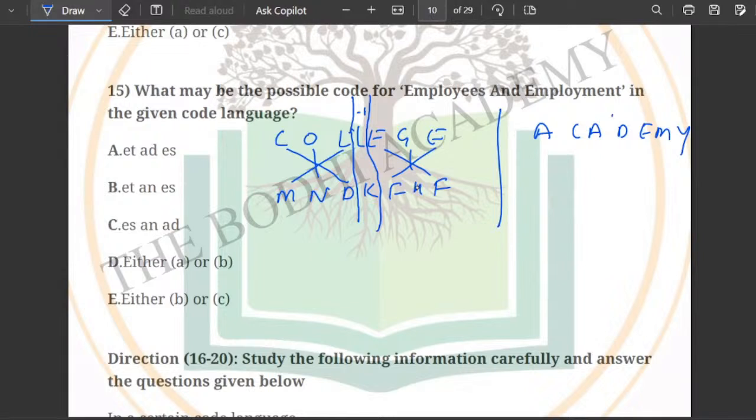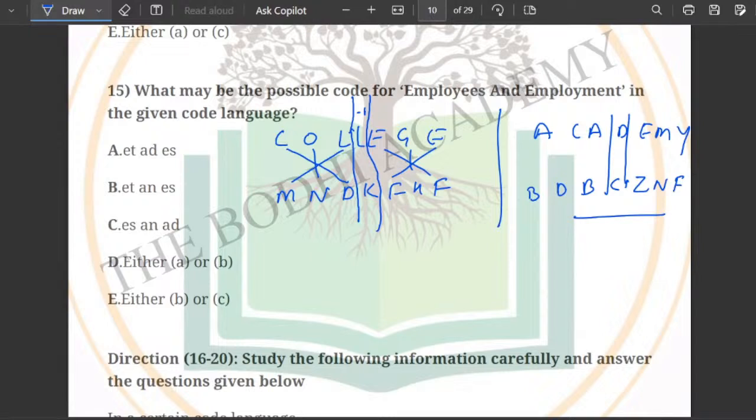Similarly, Academy. ACADEMY. Now, next letter of A will be what? B. C will be what? D. A will be B again. And previous letter of D is what? C. Again, Y will be Z, M will be N, and E will be F. So B, D, B, C, Z, N, and F will be your right answer. So this way you have to solve the problems of coding decoding.